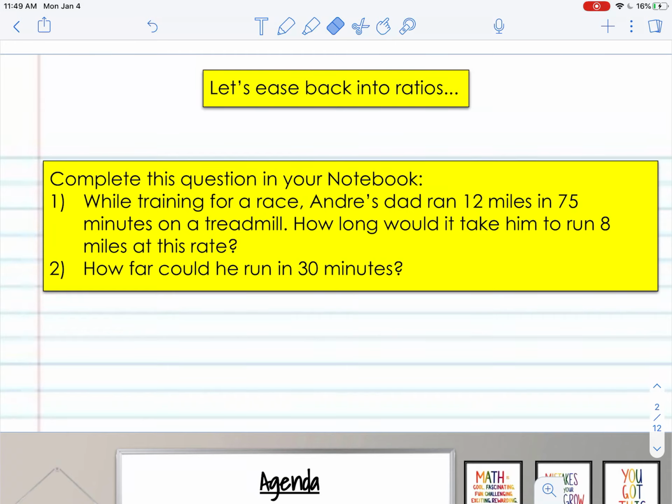It says, complete the question in your notebook. 1, while training for a race, Andre's dad ran 12 miles in 75 minutes on a treadmill. How long would it take him to run 8 miles at this rate? And 2 is how far could he run in 30 minutes? So go ahead and pause this video and give this question a try.